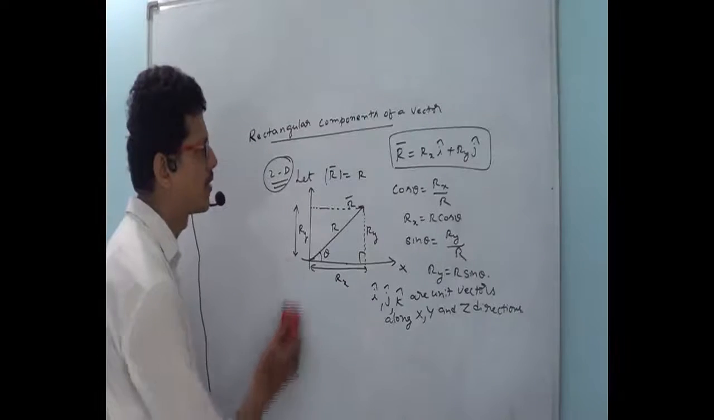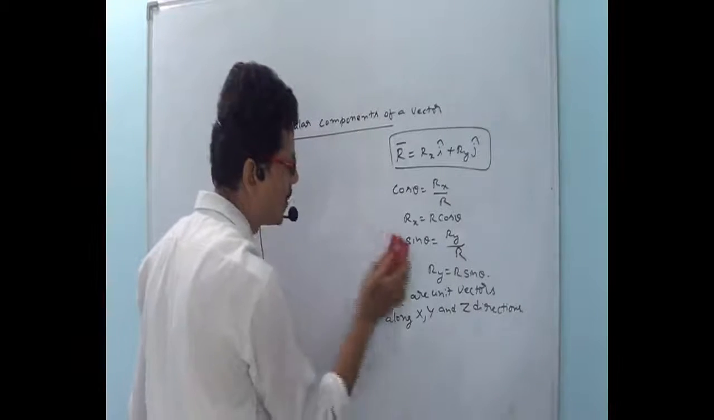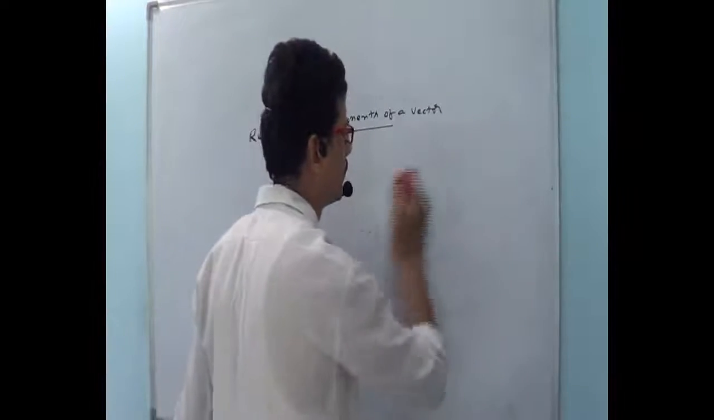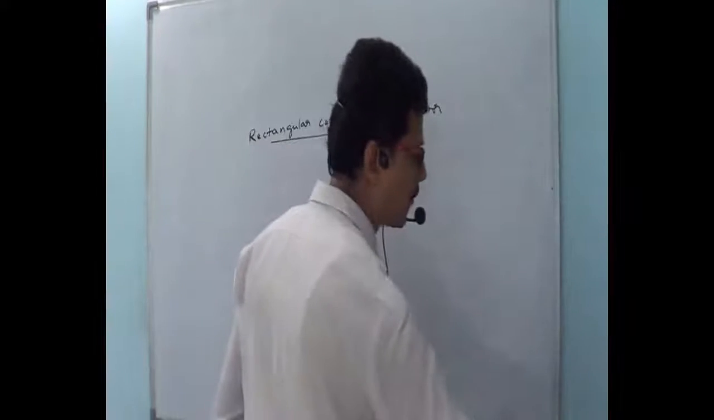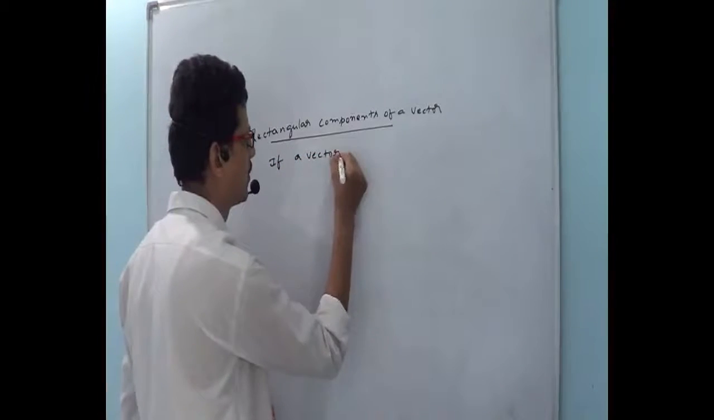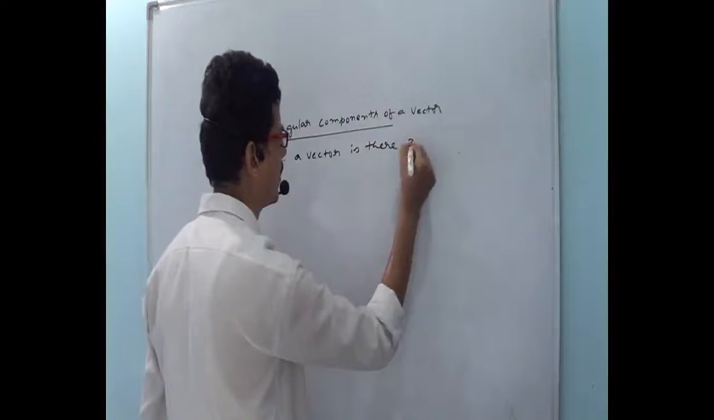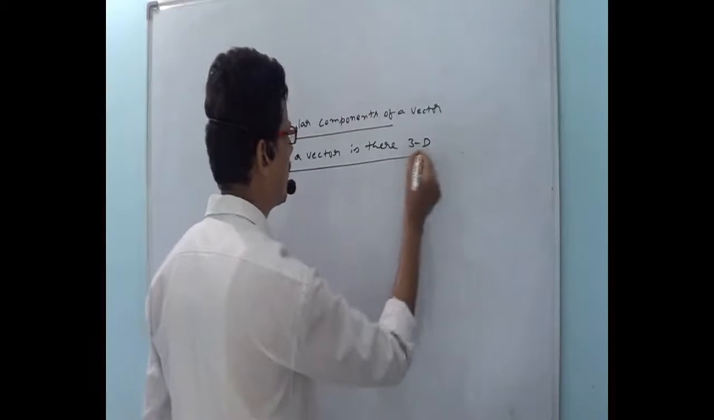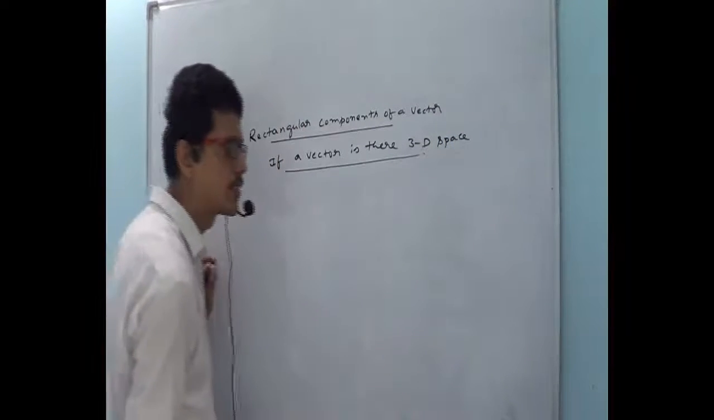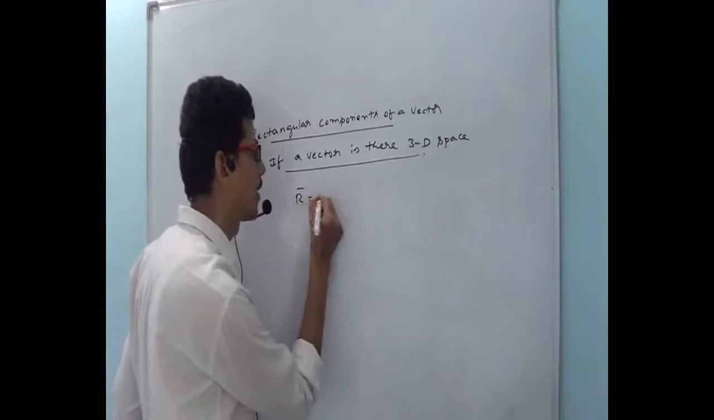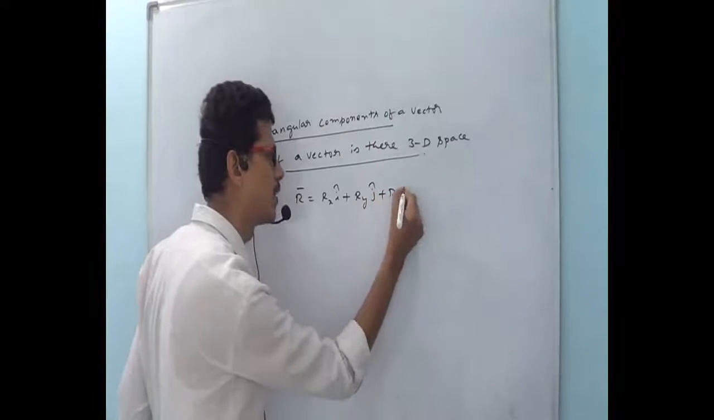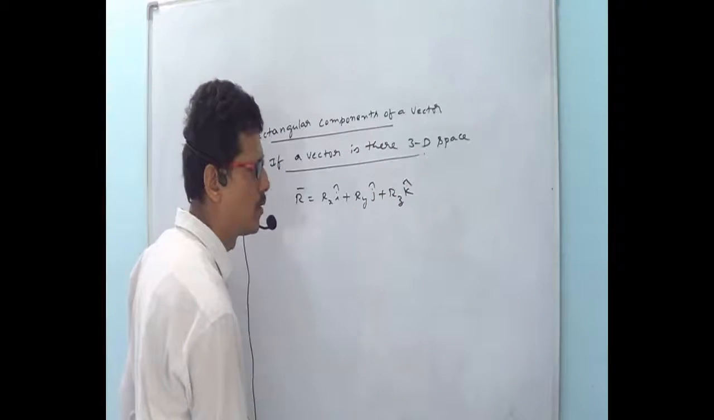So I am just erasing this. And in a three-dimensional plane, if a vector is there in three-dimensional space, it has three components. I can write like this: rx i cap plus ry j cap plus rz k cap.